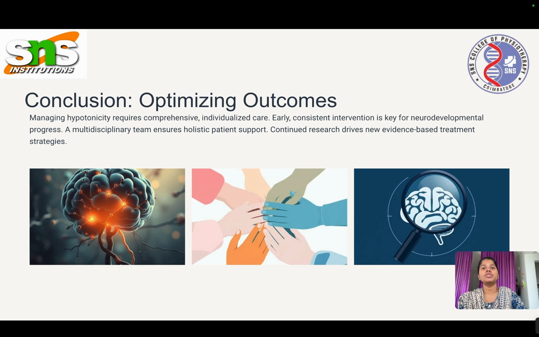Coming to the conclusion, to wrap up, hypotonicity management requires comprehensive and individualized care. With the right strategies, we can help patients improve motor control.